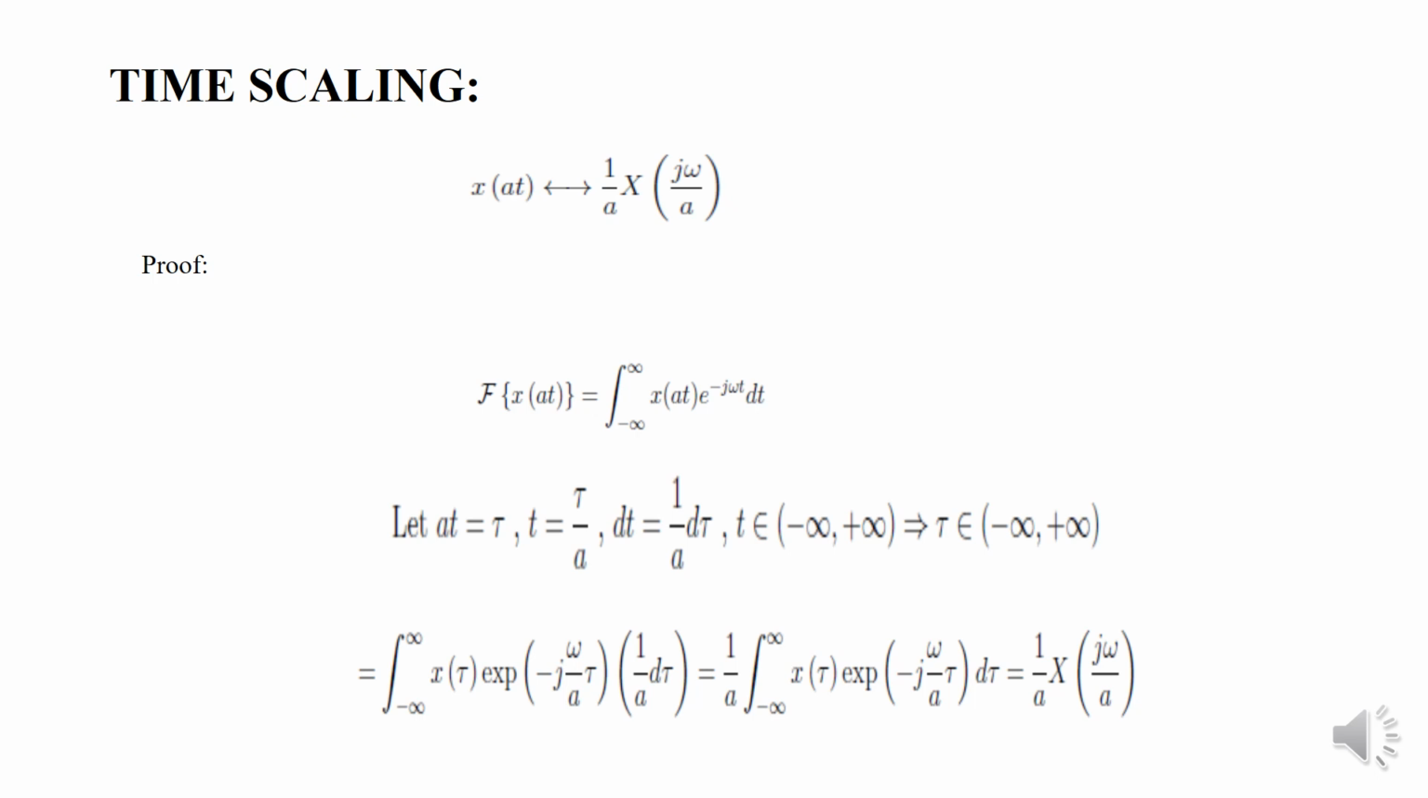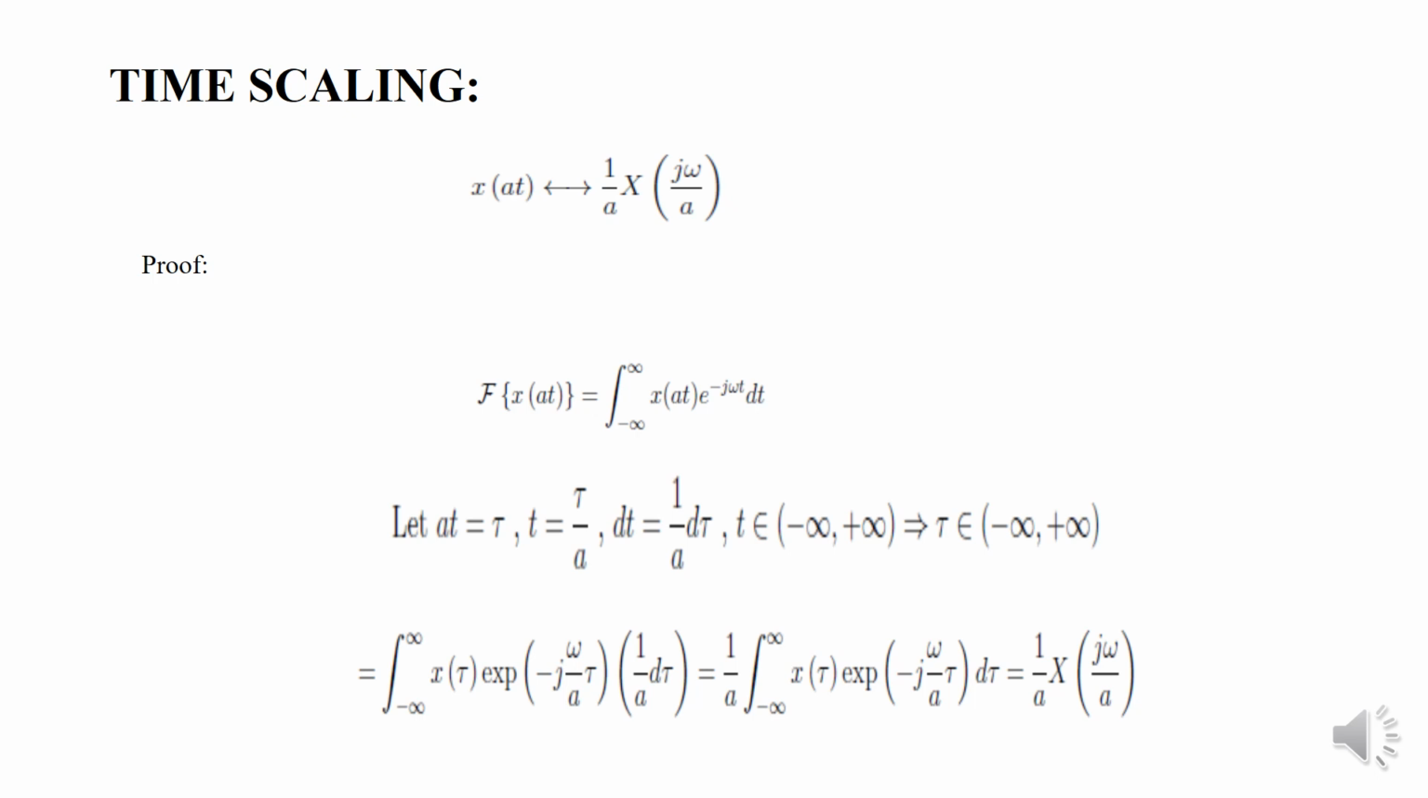Second one is the time scaling property. The statement is that the Fourier transform of x of at is 1 by a into X of j omega by a. We want to prove it like this. We know that the Fourier transform of x of at equals the integral from minus infinity to infinity of x of at into e power minus j omega t into dt.